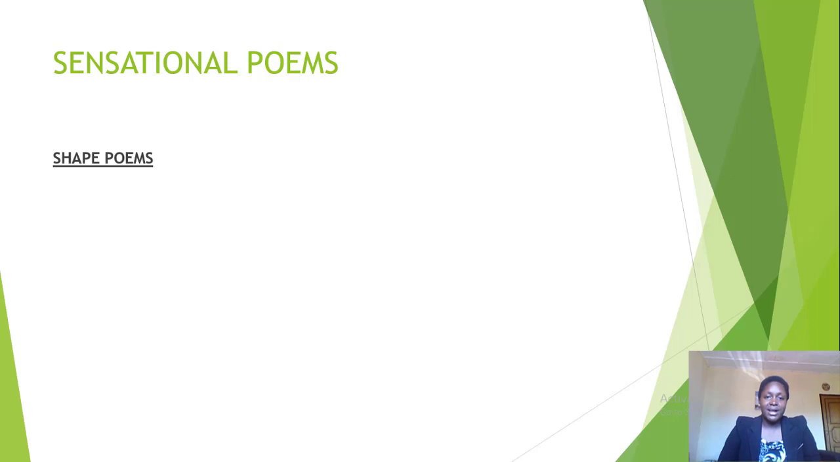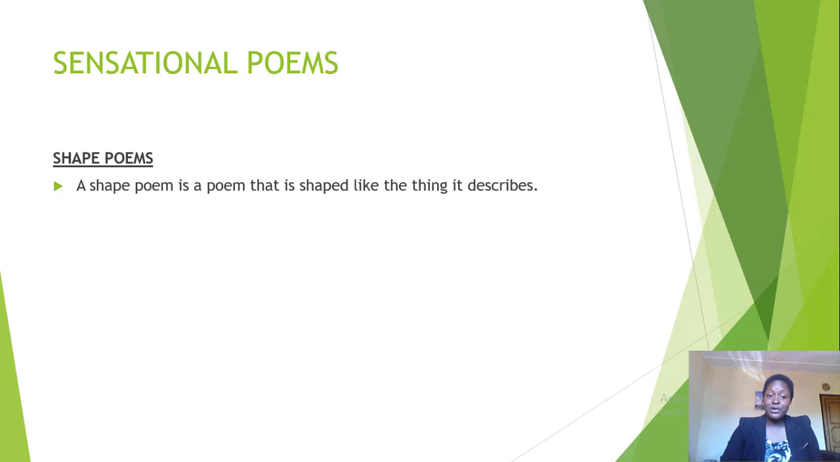We are still continuing under sensational poems, and today we are going to look at another structure of writing poems, and that is the shape poems. We are going to begin by getting to understand what shape poems are. Now, from the word shape poems, you can see the word shape. It can give us an idea of what a shape poem is. A shape poem is a poem that is shaped like the thing it describes. This poem can be written in the shape of what it describes or inside a picture of what it describes.